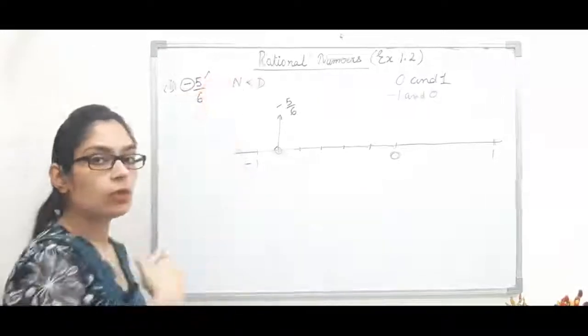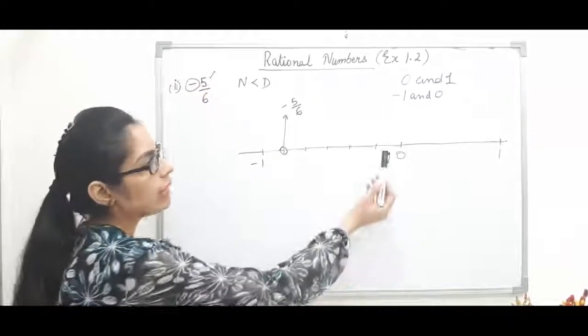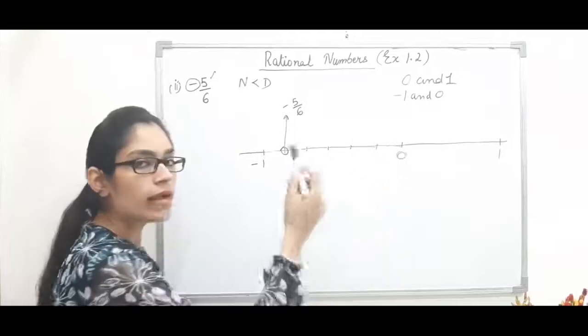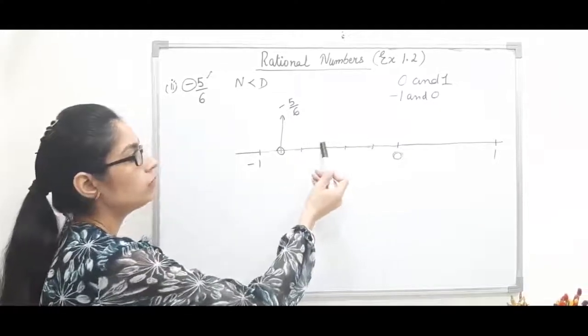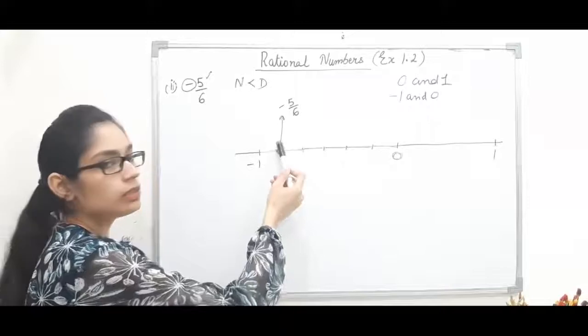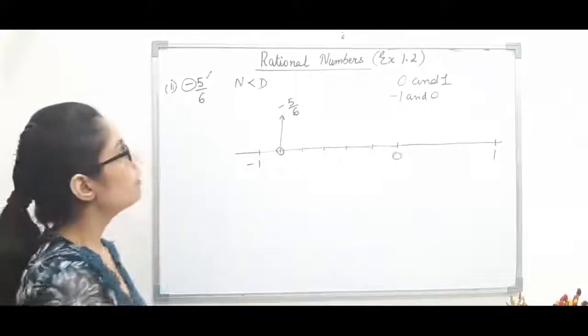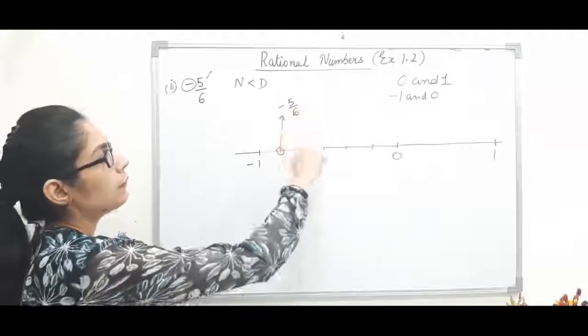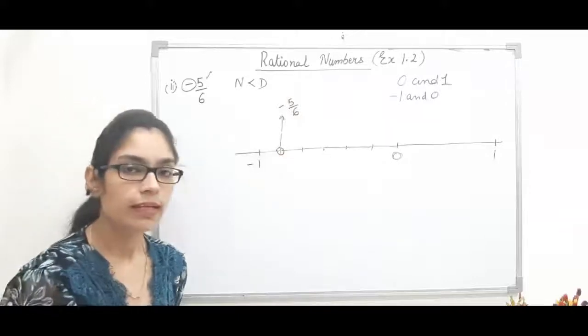Now we will see numerator. Numerator is 5. We'll start counting from this side. At 5 we will stop. So 1, 2, 3, 4, 5. At 5 we'll stop, and there we'll mark our number. So -5/6 lies here, -5/6. Now let's do the second part.